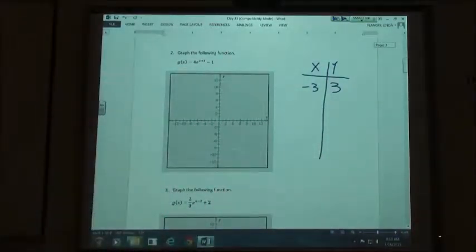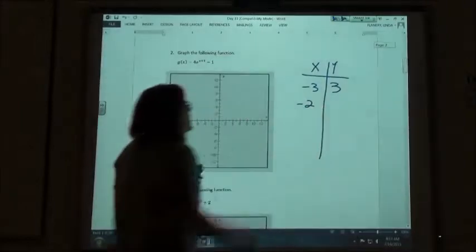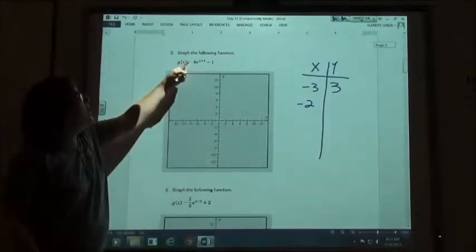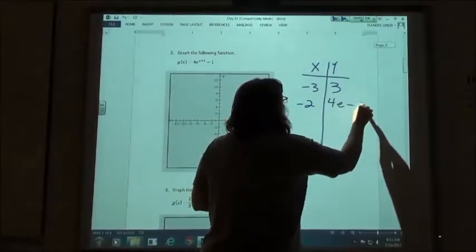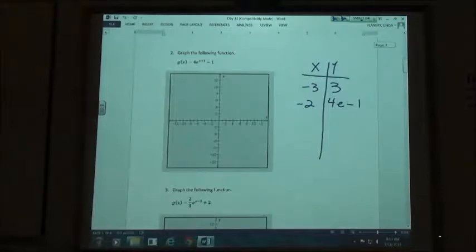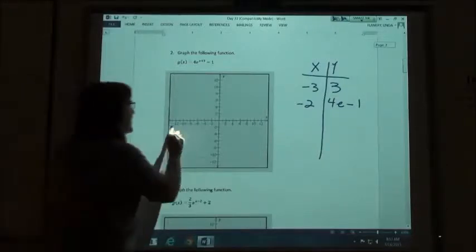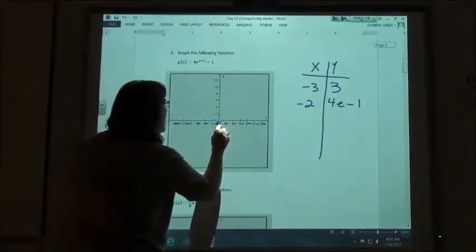So if we use -3 for our first x value, the next number bigger than that would be -2. And when you put the -2 in there, you're just going to have the 4e minus 1. That would just give you e to the first. My asymptote would be at -1. So I'll sketch my asymptote on there at -3.